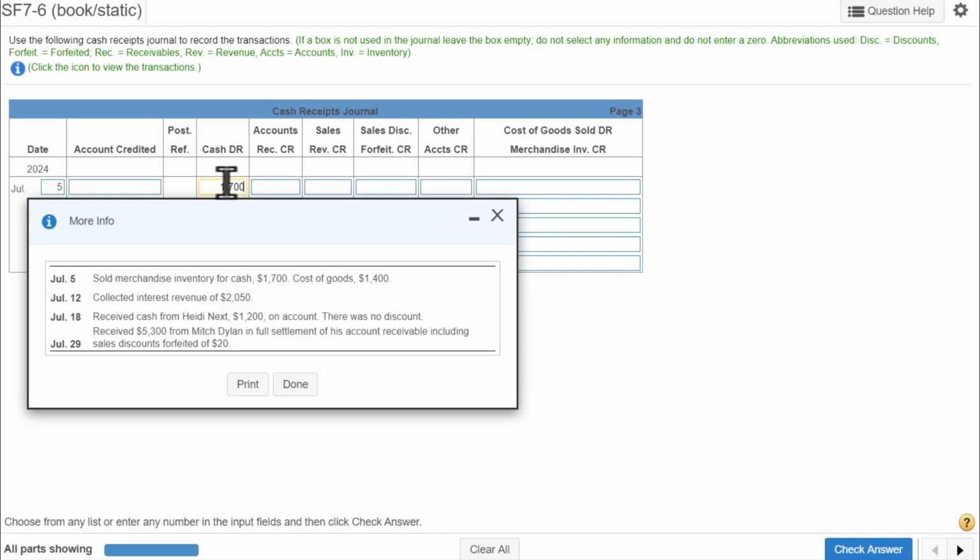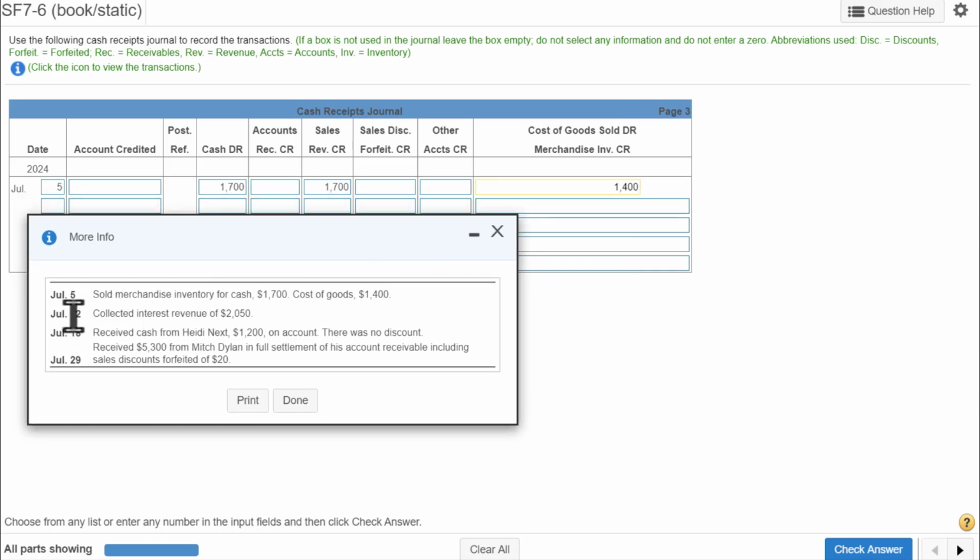So how much is cash going up? $1,700. Now we need another $1,700 amount, this time for a credit. Well, according to this, we sold the merchandise, so sales revenue is also going to go up by $1,700. Now at this point, a lot of students say, well, our debits equal our credits, we must be finished, right? Well, no, we sold something, so we have to have cost of goods sold going up and inventory going down, which of course is this column for $1,400.